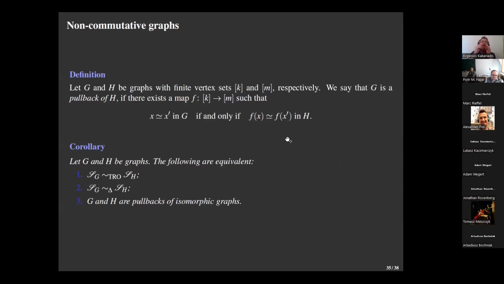For example, if you take one vertex, that means it has a connection to itself, then a pullback of that is any complete graph on D vertices, where you can have edges between all of them. So TRO and delta equivalence here means that the graphs are pullbacks of isomorphic graphs.